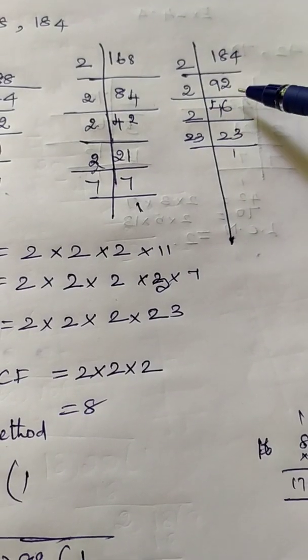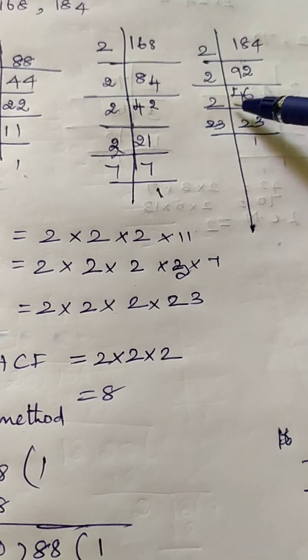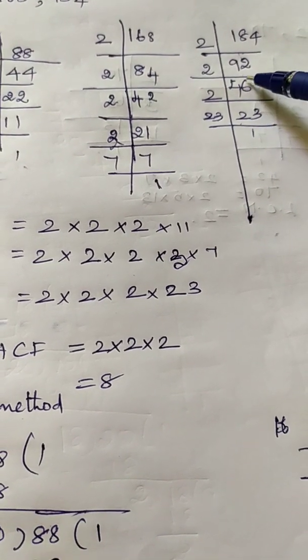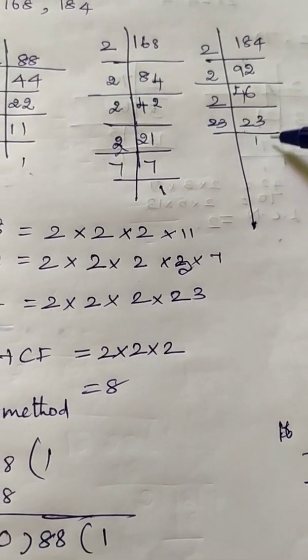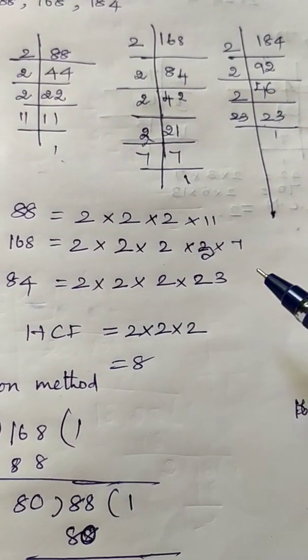Next, 184. 9 2s are 18, 2 2s are 4, again the 2 table, 4 2s are 8, carry over 1, 6 2s are 12, 2 table, 2 2s are 4, 3 2s are 6, the 23 table 1 time. So 184 can be written as 2 into 2 into 2 into 23.